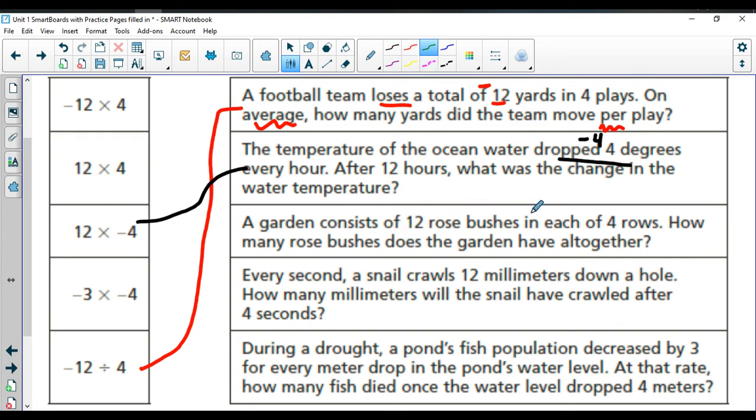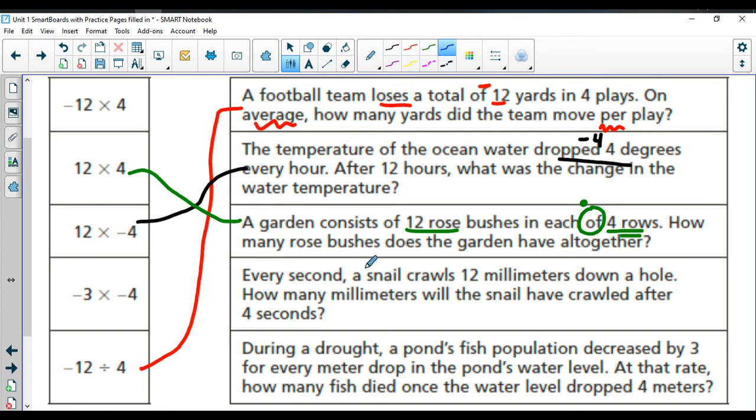A garden consists of 12 rose bushes in each of 4 rows. How many rose bushes does the garden have altogether? So there's 12 rose bushes, and there are 4 rows of them. So of is a key word in math that we're multiplying. So 12 rose bushes, 4 rows, everything's positive here, and I see that right up there.